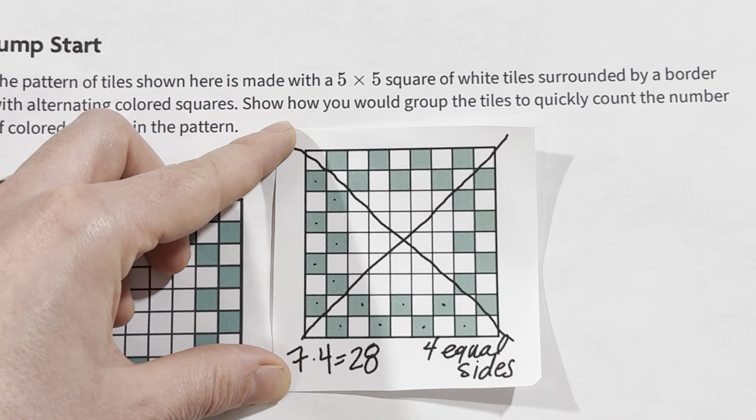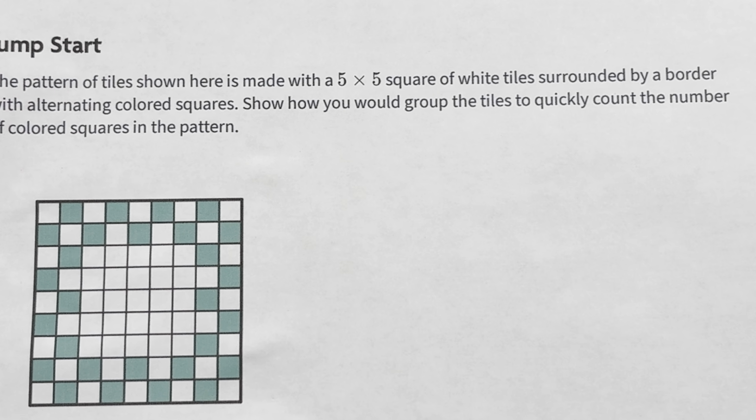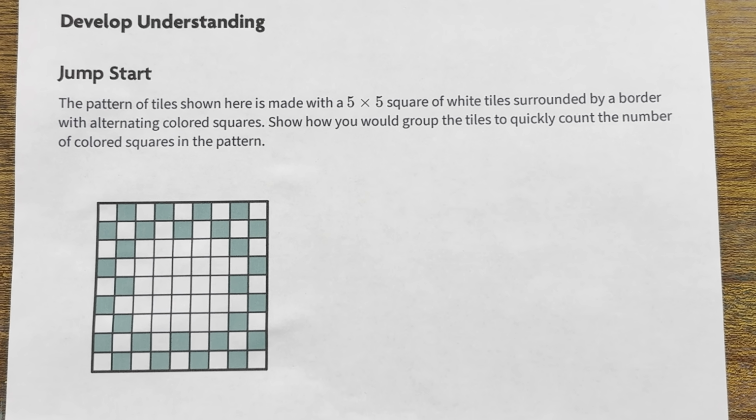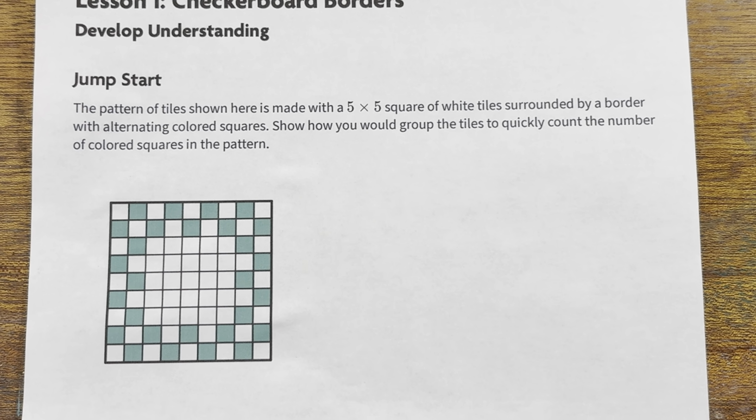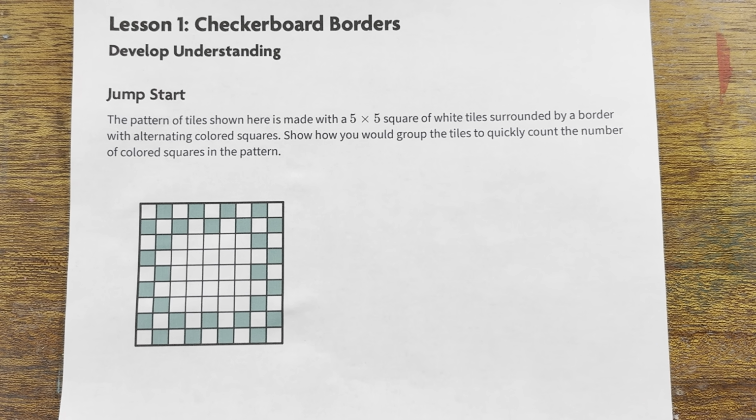4 groups of those 7. So also equals 28. So no matter how we count it, this 5 by 5 square surrounded by a border with alternating colored squares has 28 total inside of it. 28 total inside. Very cool.